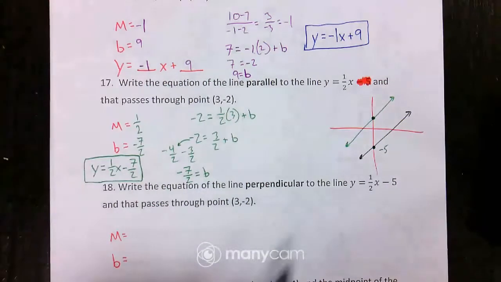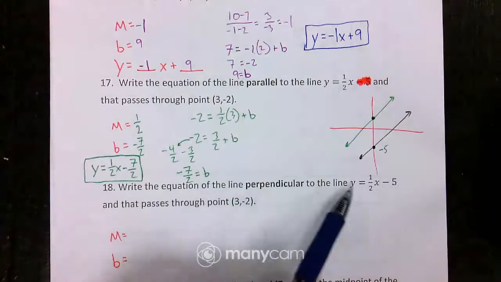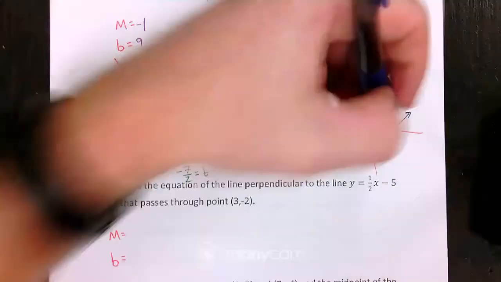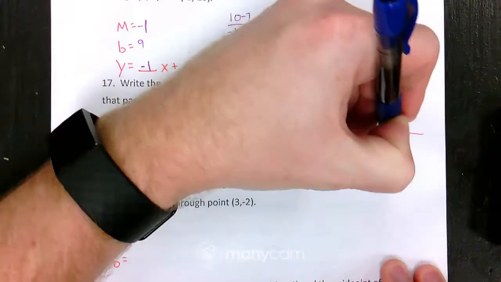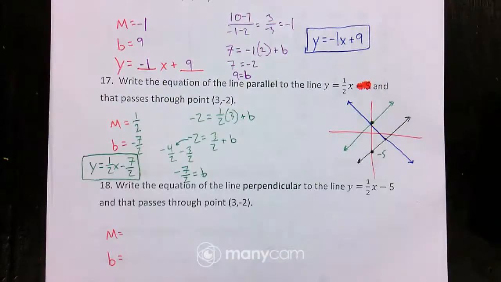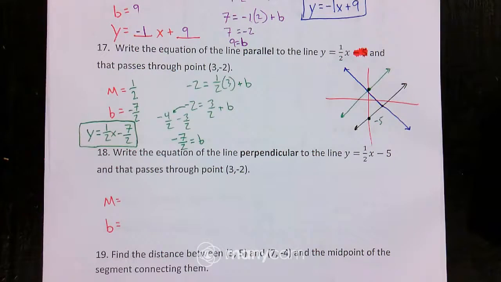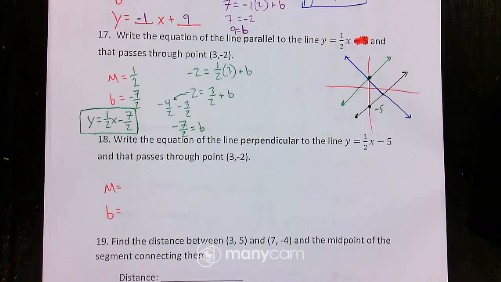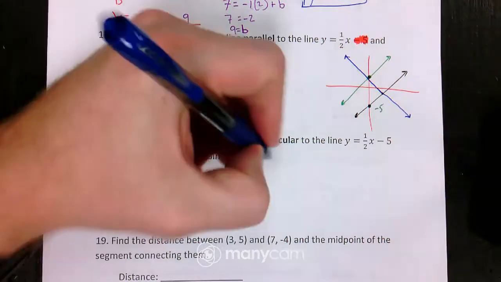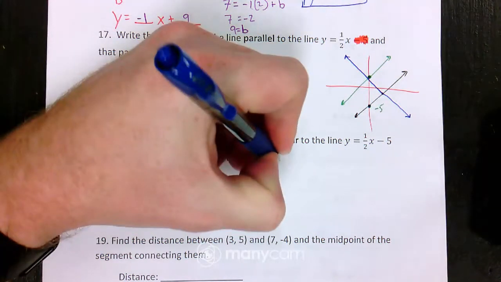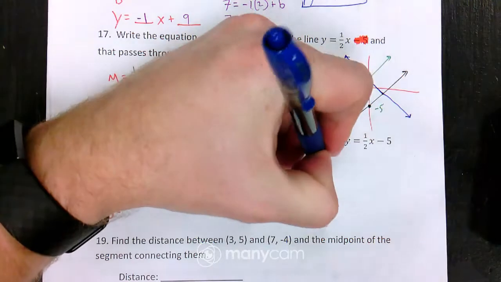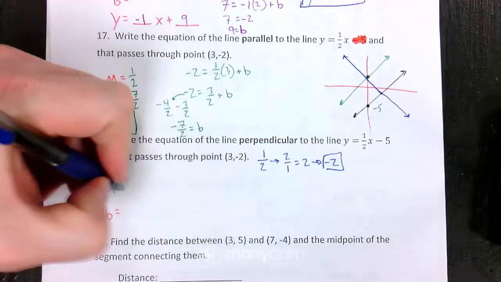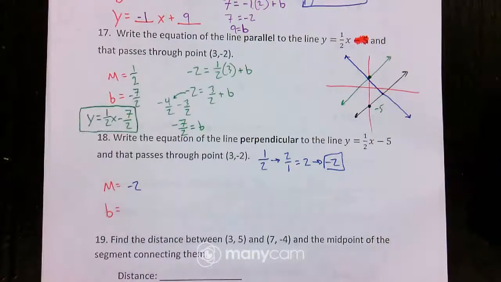Now, we want a line that's perpendicular to this line, but it goes through point (3, negative 2). So it goes through this point, but it's perpendicular. We're trying to find what's the equation of that line. Well, what do we know? How do I know what slope is a perpendicular line? Yeah, it's the opposite reciprocal. So I take what I have, flip it over, which is the same as 2. Then I flip the sign, so it becomes negative 2. This is my new slope.